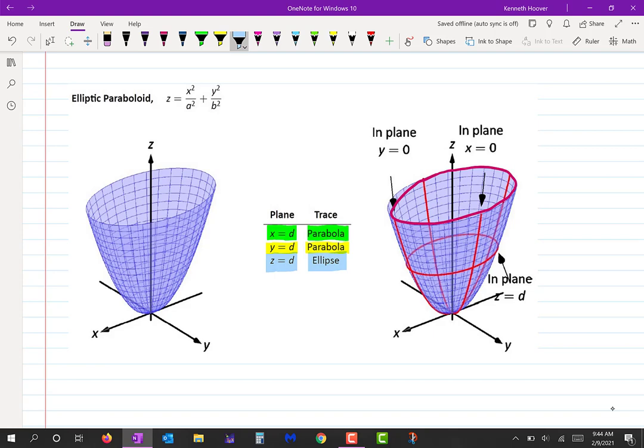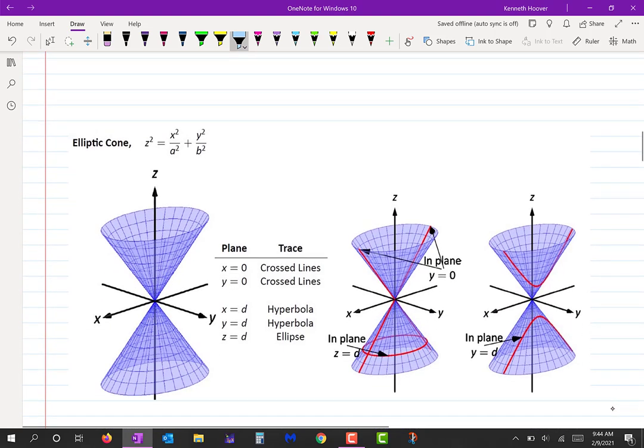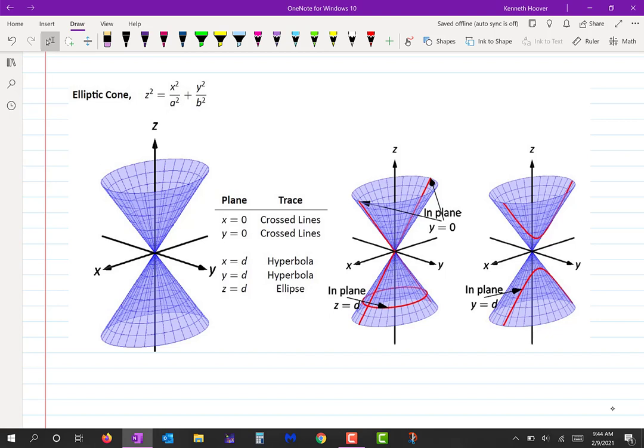All right, let's move on here. Next is an elliptic cone. Notice this equation here is different from an elliptic paraboloid. Z squared, x squared, and y squared all show up, and we can arrange it so that it says z squared equals the sum of the other two variables squared divided by numbers. In that case, you're going to get an elliptic cone.